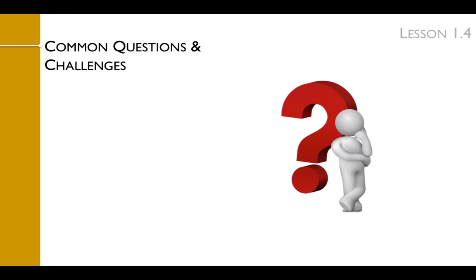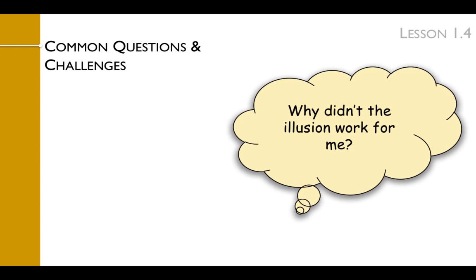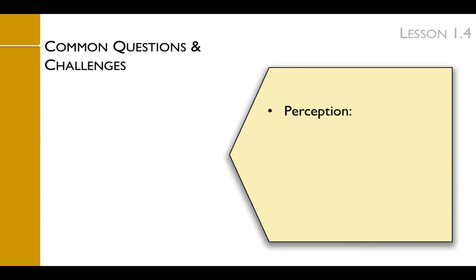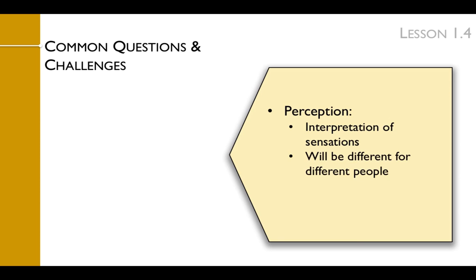Students often ask for more details about the illusions. You can find more in the teacher primer, teacher manual, and student workbook. One of the most common questions teachers get is, why didn't the illusion work for me? The answer to this relates back to perception, which is the interpretation of our sensations, meaning that they will be different for different people and can be affected by experience and attention.